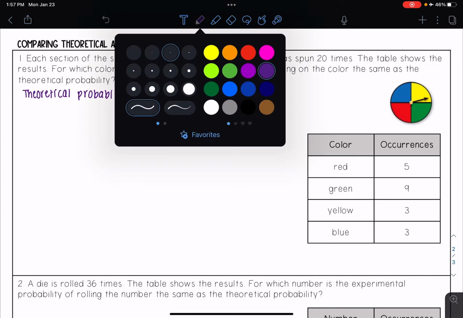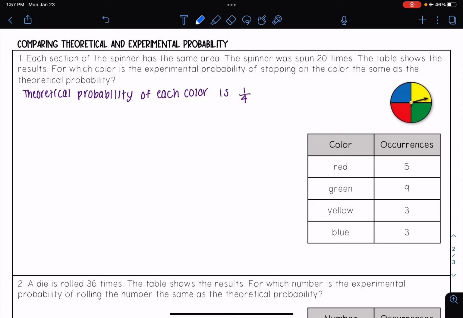Now I need to find the experimental probability of each. I'm going to first start with red. I want to find the probability of landing on red, and I'm going to be using this table here. I remember that it's going to be the number of successes over the number of trials. Here it does give us the total in the instructions, however, you can also just add it up right here. 5 plus 9 plus 3 plus 3 is 20. So that's the total that I'm going to be dividing by. Then I need to look at the number of successes, and I see for red that is 5. When I simplify that fraction, I get 1/4.